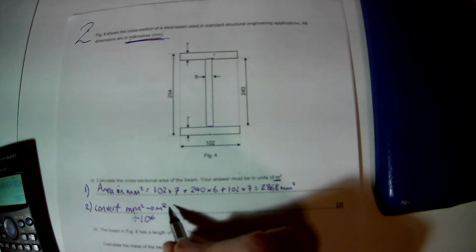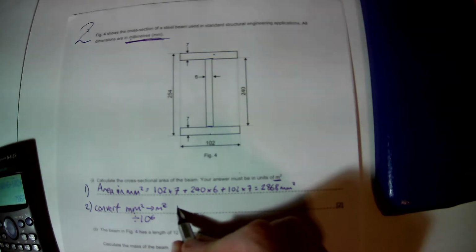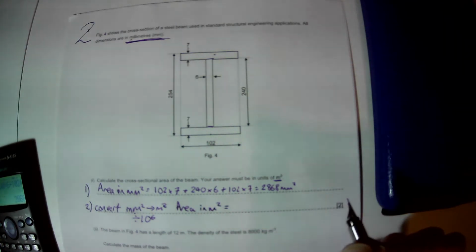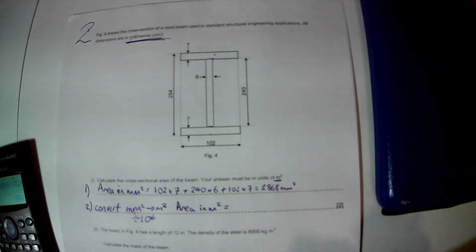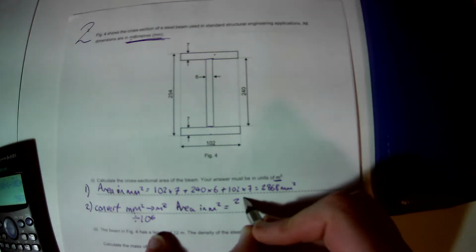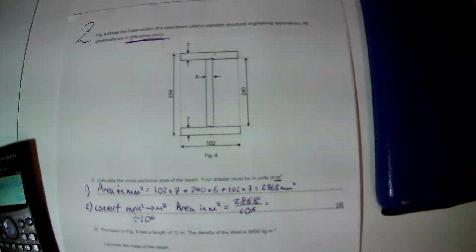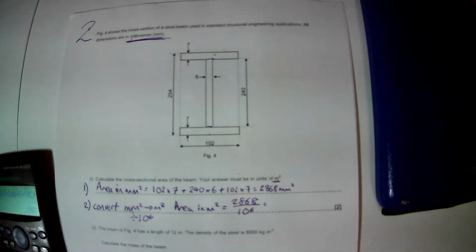So here, convert the units. Area in meters squared. Make it clear what you are calculating at all times. I've got 2868 divided by a million. I'm going to put it into the calculator as 10 to the 6 because then I don't miss how many zeros I put in and it's just shorter.